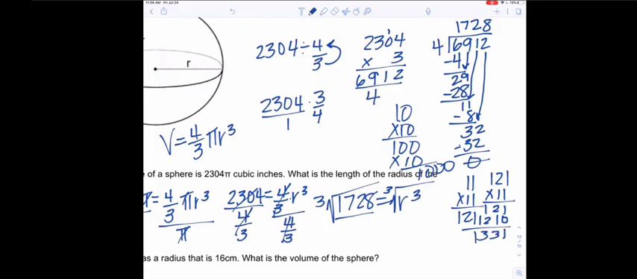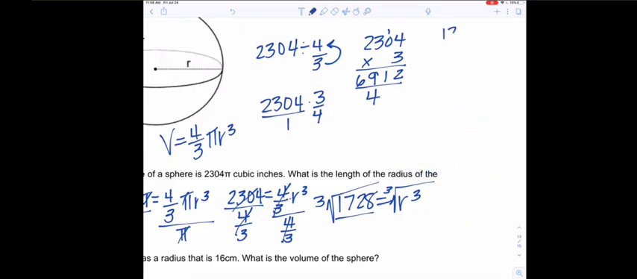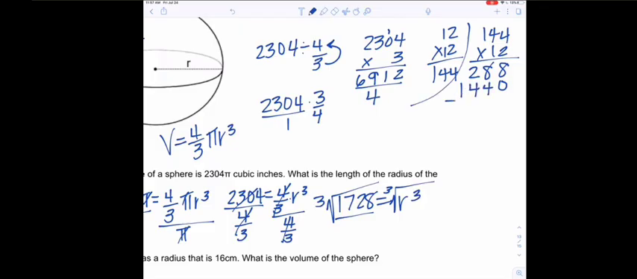So now I'm going to try 12. And you know what? I'm going to make some space for myself because I just need the space. So now let me try 12. 12 times 12 is 144. And now 144 times 12. 2 times 4 is 8. 2 times 4 is 8. 2 times 1 is 2. Placeholder 0. 1 times 4 is 4. 1 times 4 is 4. 1 times 1 is 1.